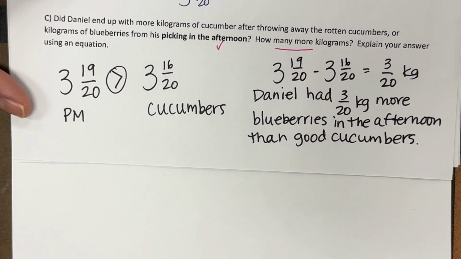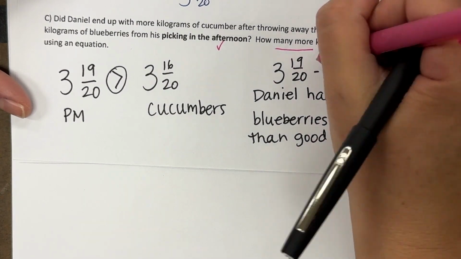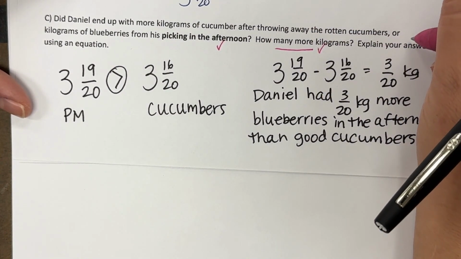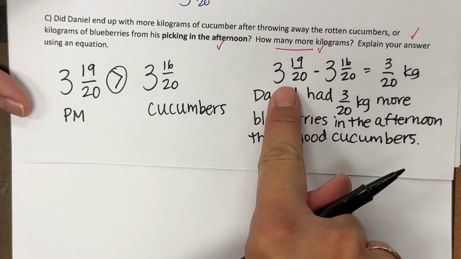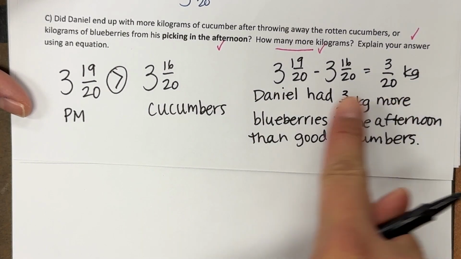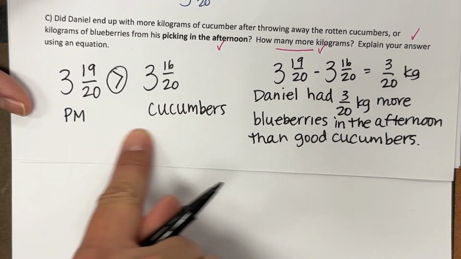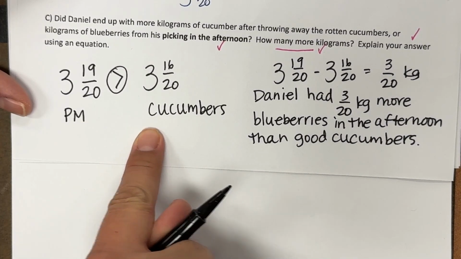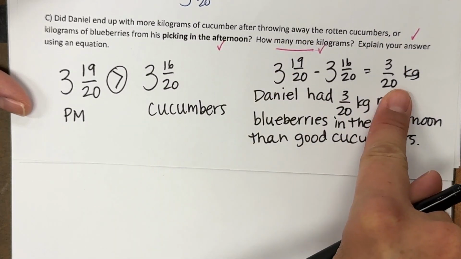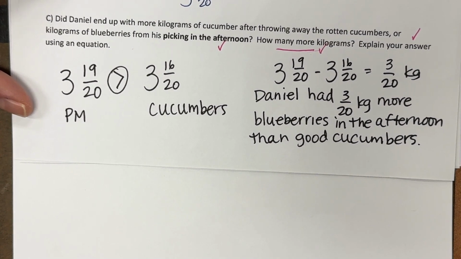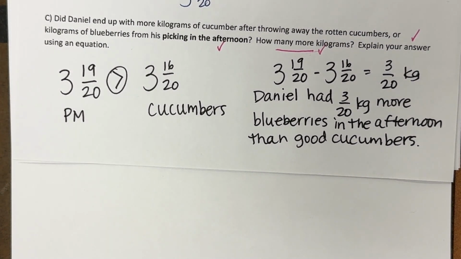Okay, and then it says, so we've taken care of the how many more. And then it says explain your answer using an equation. That's this. Okay, so show the comparison, label it so we know which is which, and then you've got your equation here.